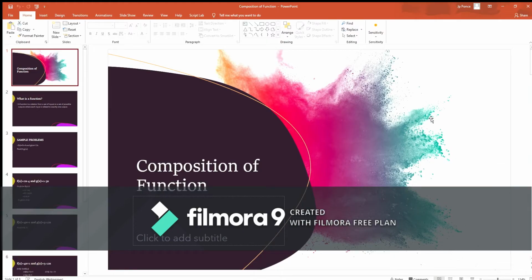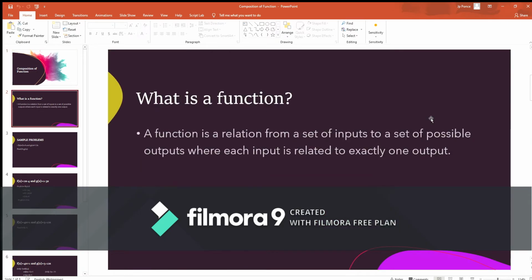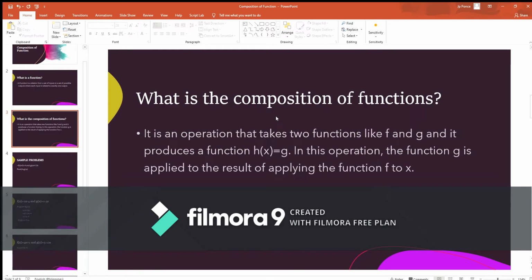Good day, guys. Today we will be talking about the composition of functions. Now, before we talk about how to solve these types of problems, I'm sure you know what a function is, but let's just refresh your memory. So, what is a function? A function is a relation from a set of inputs to a set of possible outputs, where each possible input is related.